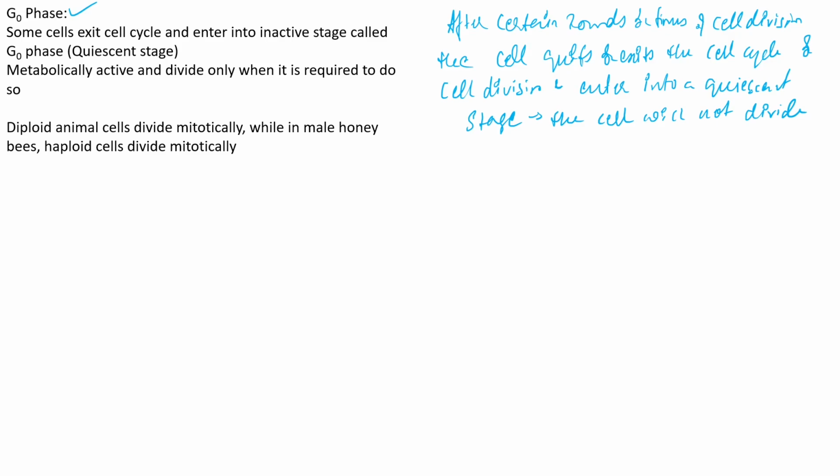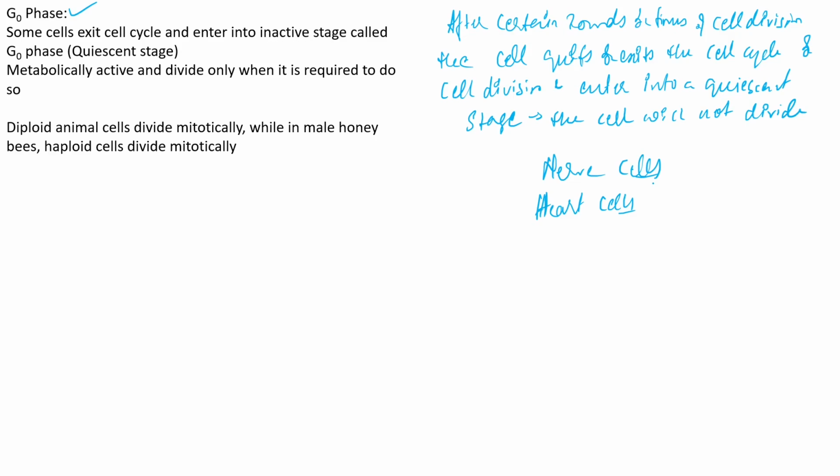There are some cells which never divide in the human body. For example, we are having nerve cells. The cells in the brain are none other than nerve cells, right? They never divide. Similarly, we are having heart cells, that is the cardiac muscles. They never divide in your body.